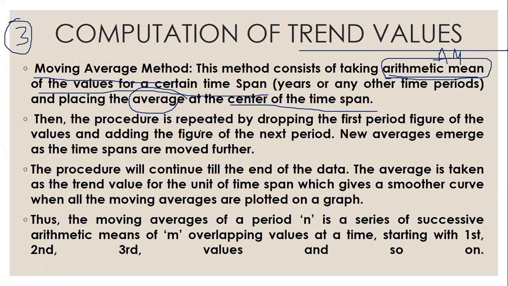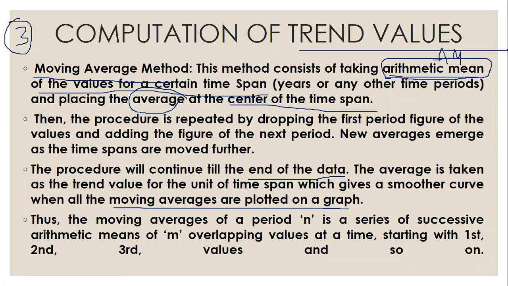The procedure is repeated by dropping the first period figure of the values and adding the figure of the next period. New averages emerge as the time span is moved further. The procedure will continue till the end of the data. The average is taken as the trend value for the unit of time span, which gives a smoother curve when all the moving averages are plotted on the graph.